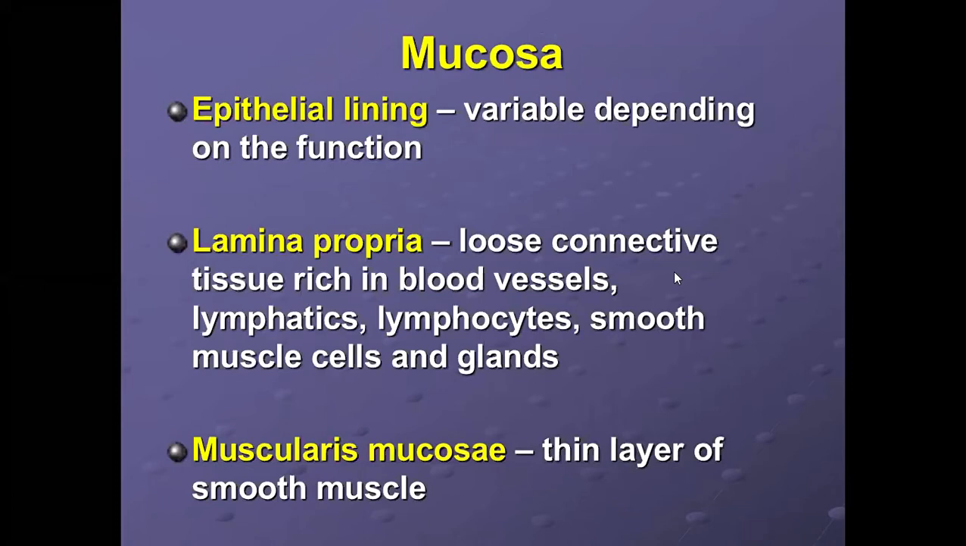The mucosa, you have epithelial lining. In the epithelial lining, it is variable, depending on the function. Okay. So if it is basically protective, then you would know that you have what? Squamous, no? Rather, stratified. Okay. Lamina propria consists of loose connective tissue rich in blood vessels, lymphatics, lymphocytes, smooth muscle cells, and glands. And then the muscularis mucosa, a thin layer of smooth muscle.